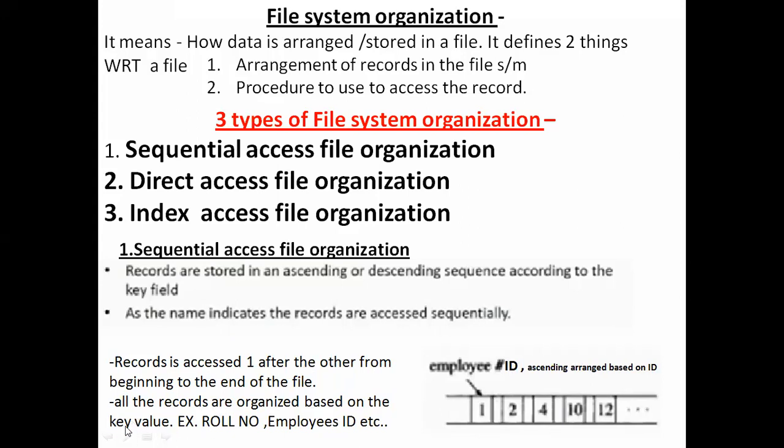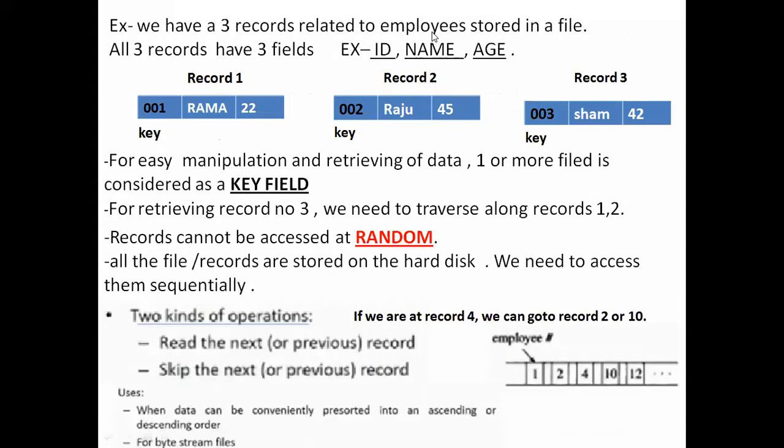So what is this key field or key value? You can consider the roll number of the employees, or the USN numbers of the students, or the employee's ID can be acting as the key field. To understand the significance of this key value, here I've just modified the same example, for better understanding.